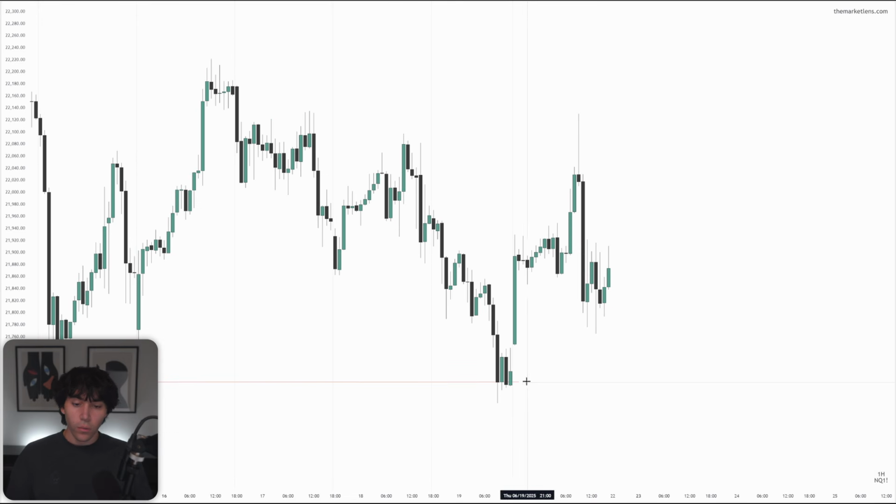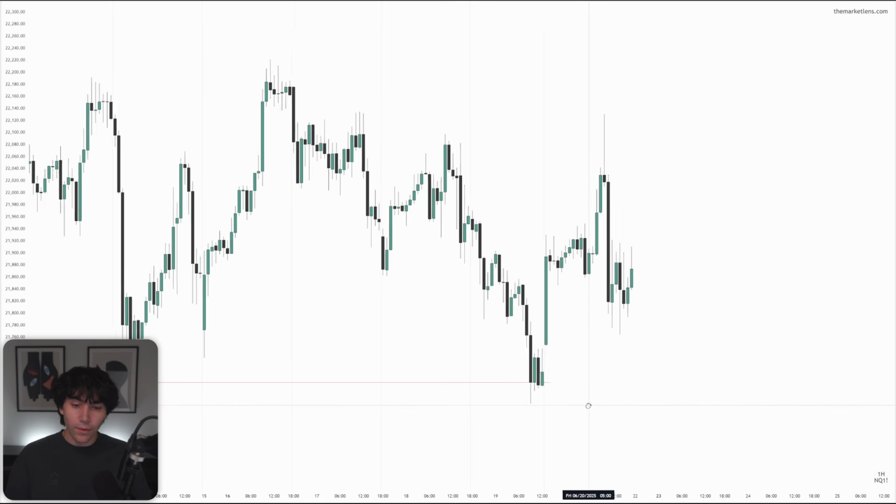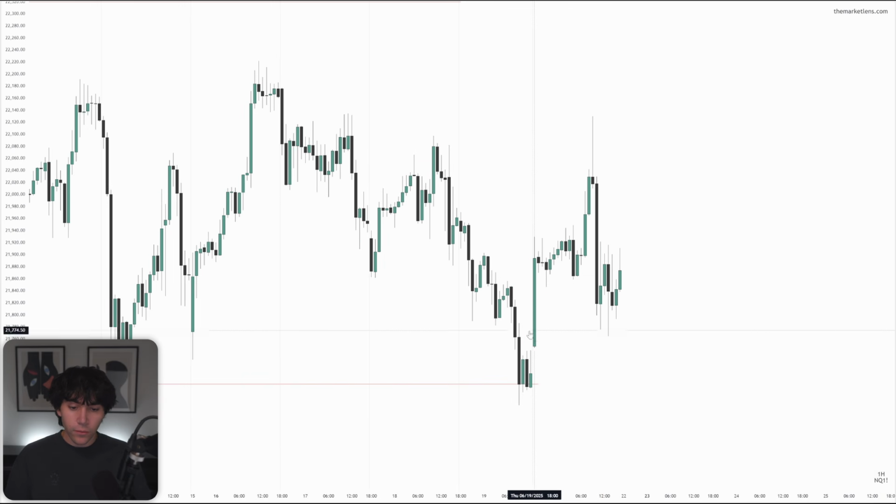Now here, when Thursday hits this low, this is not enough context for me to say it's a manipulation. It's not enough context for me to say there's a continuation. So I allow the days and the market to develop to give me that confirmation. I don't need to act on anything too soon. So I'm going to allow the development of Friday to then tell me what this should be.